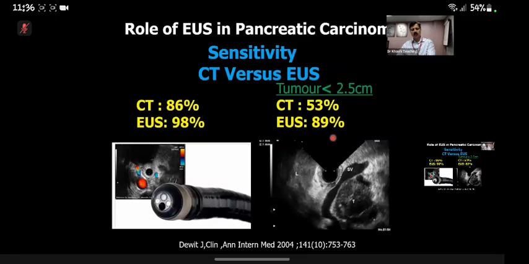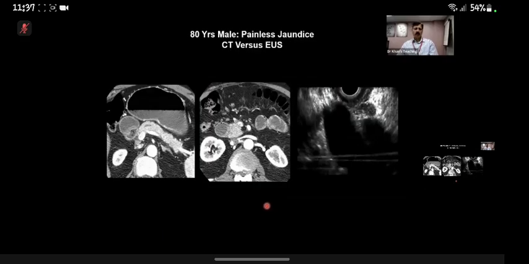Having said that, nobody does it. The king modality is EUS, and if the tumor is less than 2.5 centimeter, CT is 53% sensitive, EUS is 89. On the other hand, if the tumor is larger, generally speaking, EUS is about 98%. So EUS is the king modality, and this is a viva question. Here is an example where there is a bit of duct dilatation, and it is practically very difficult to pick up a tumor, but on EUS you can see the tumor there.